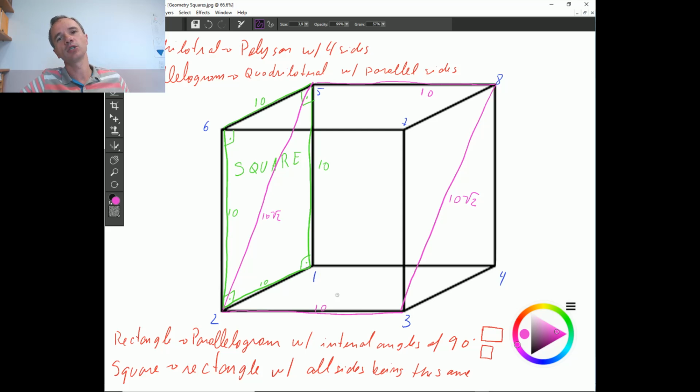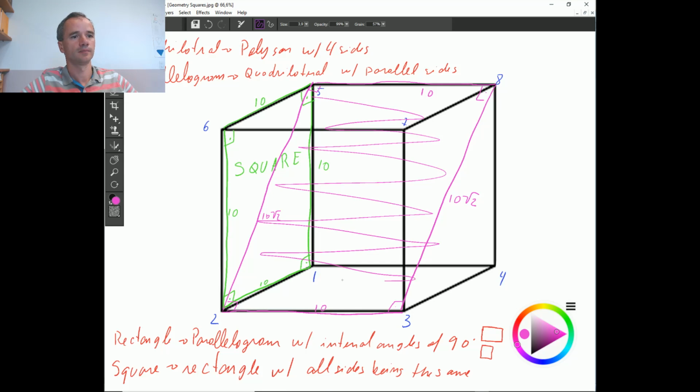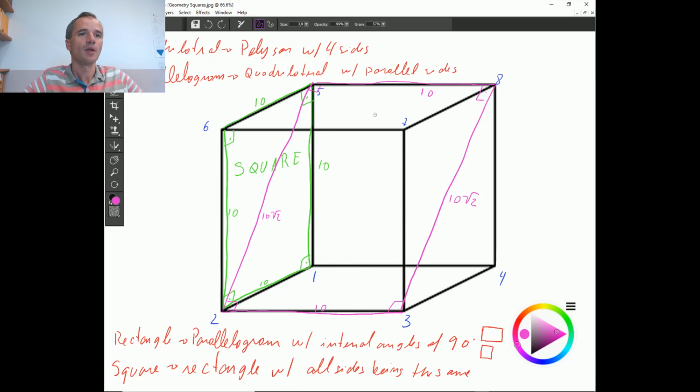Okay? Is this a square? No, it's not. It is just a rectangle. Why? Because all the internal angles are 90 degrees. Okay? You see? It is an inclined plane in here, okay? Look. You see? It is this inclined plane in here. Okay? So this is going to be a rectangle.